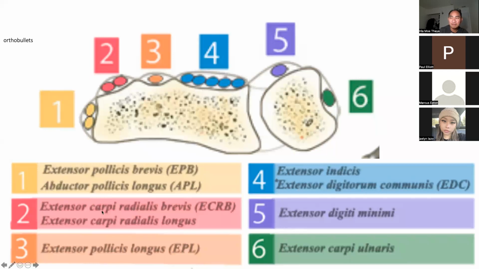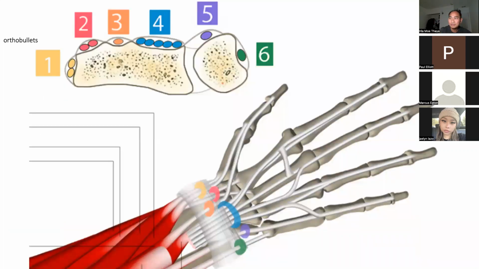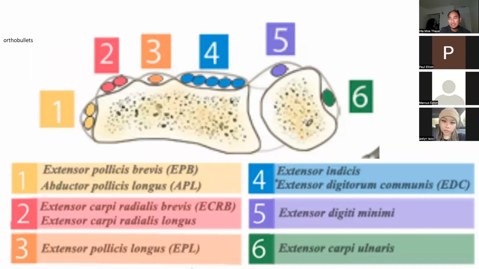And extensor carpi radialis longus and brevis, because it is extensor, it is going to the carpal bone, so it will just dorsiflex the wrist like that. Understood. Thank you. Yeah. And the extensor pollicis longus we have seen.